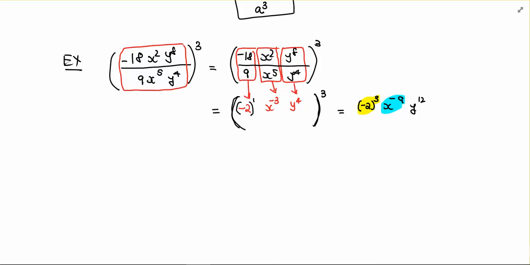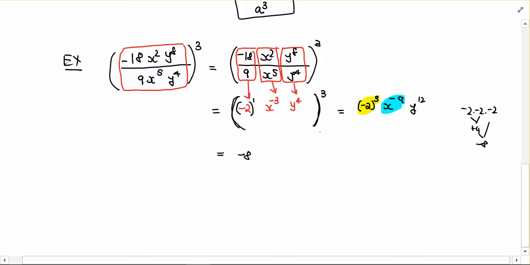So let's do each of those. Negative 2 times negative 2 times negative 2, right? We can write it off to the side if that's difficult to figure out. So that's a positive 4, that's a negative 8. So it's negative 8, and that x drops to the denominator, and that y stays in the numerator. Since this is all multiplication, we can just simply multiply across: negative 8y to the 12th, and multiply across the denominator and get x to the 9. You're done.